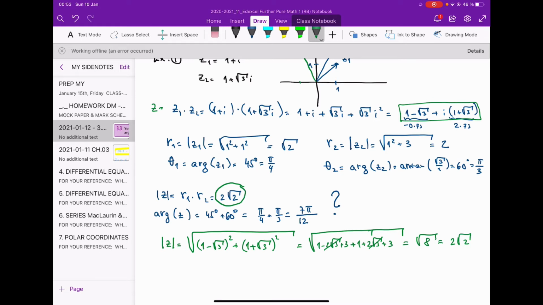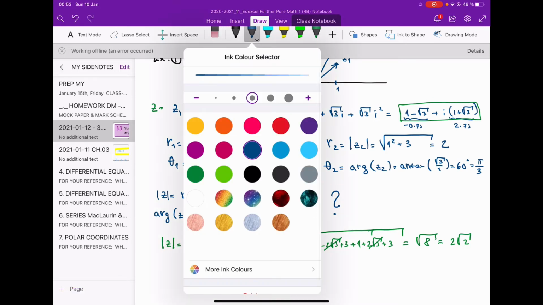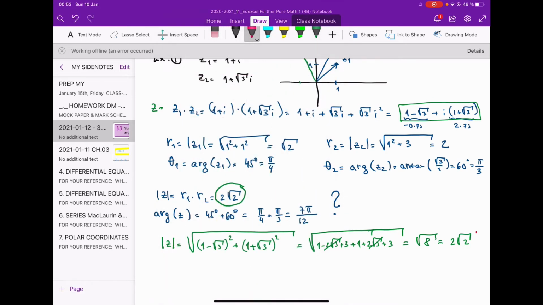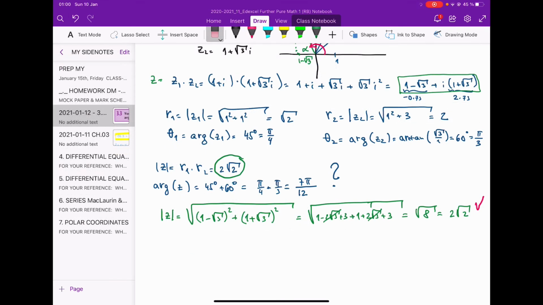That means this one is correct. Okay, so for this one it works. So the product of the moduli R1 and R2 is equal to the modulus of Z. Now we're going to verify the argument.